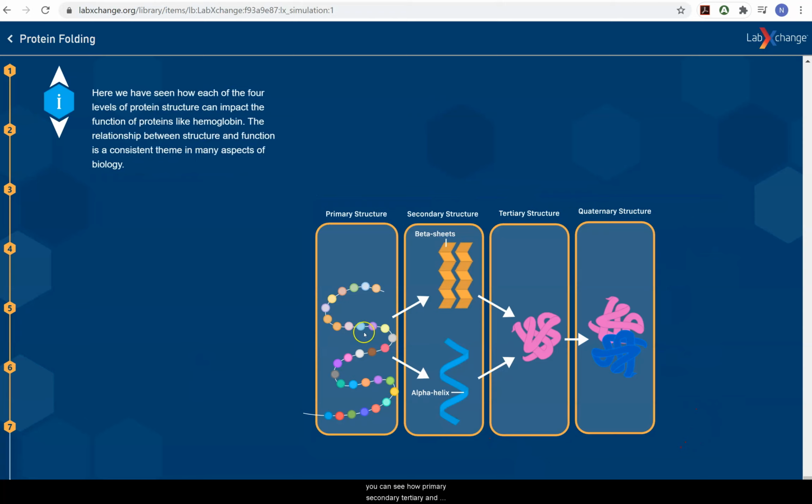All right, so here you can see how primary, secondary, tertiary, and quaternary structure can alter the function and can impact the function of a protein. Hemoglobin's a really good, but also very dramatic example, but this is true for any protein that gets folded incorrectly. It might not make the whole cell shape be different, but it certainly will affect the function of the protein.